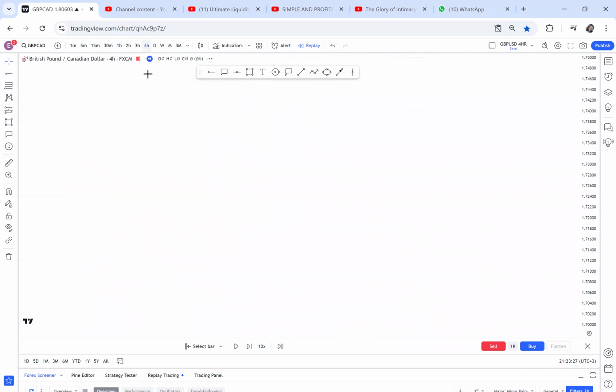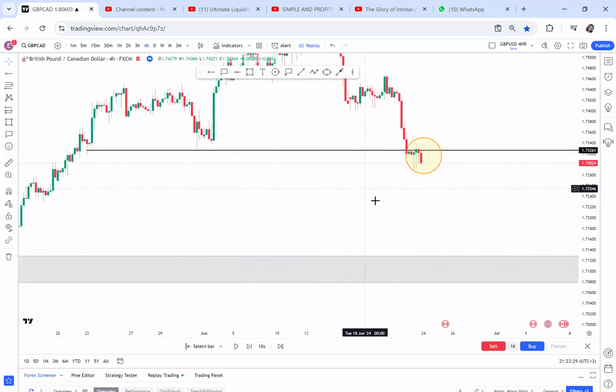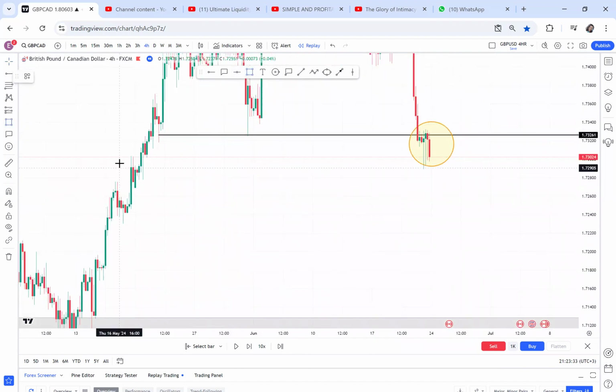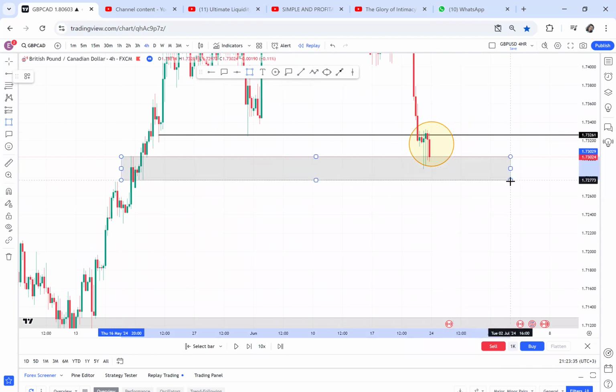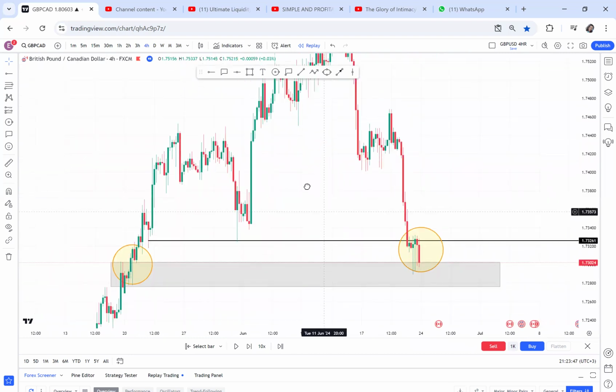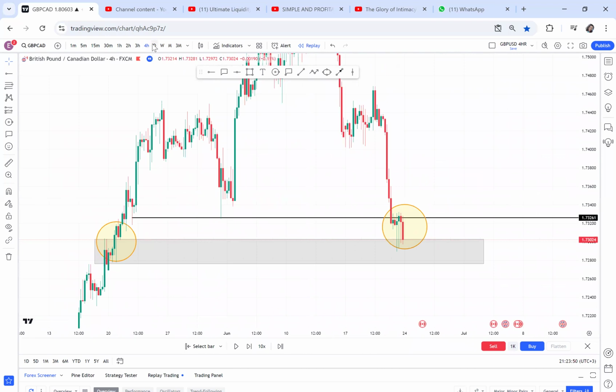But if you go to 4 hours, you're seeing there is a support that is here. You can see that support. There is a support already that has created a double bottom. So you are wondering, why don't I just sell and the market just behave? But you don't know that on the 4-hour, we have a double bottom.